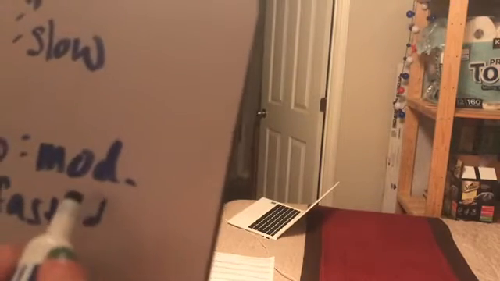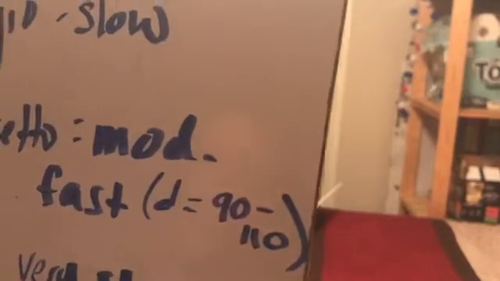We're going to go back to allegretto, moderately fast. So this would be your quarter note being anywhere from about 90 to 110. 90 to 110 would be your set beats per minute.